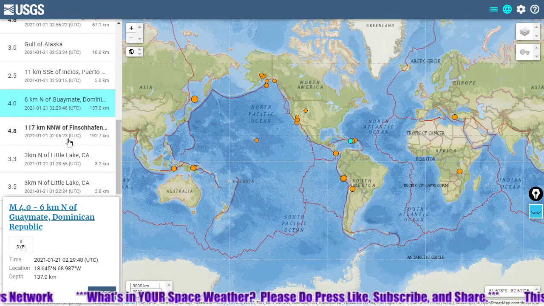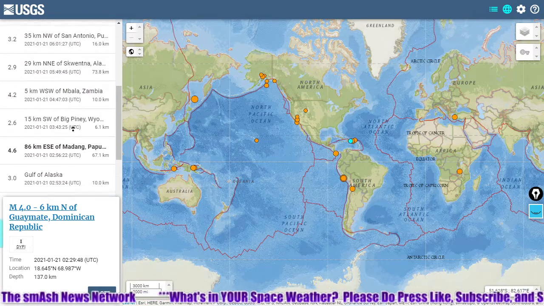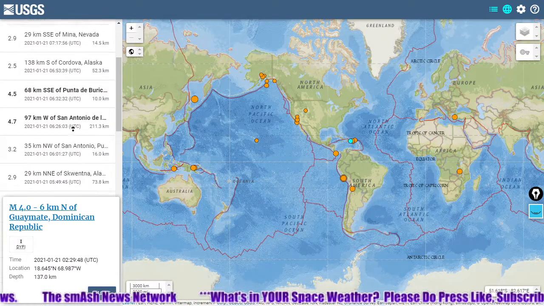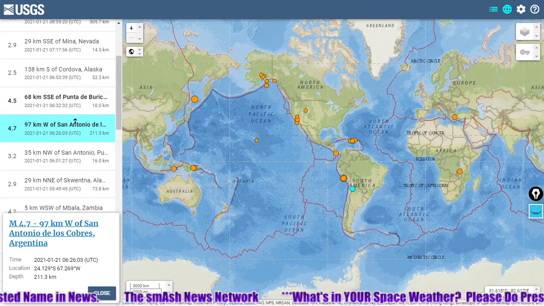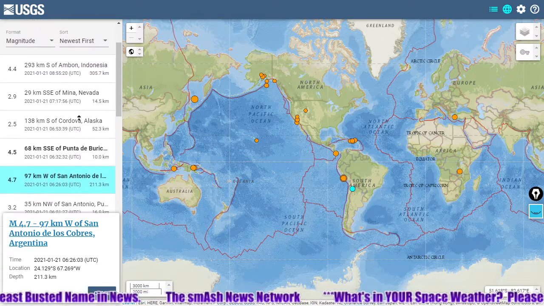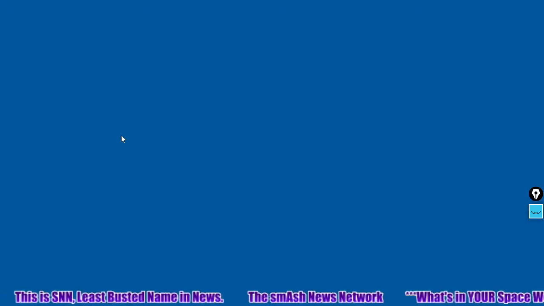Here's a Caribbean deep quake at Dominican Republic, 137 kilometers for that. A deep quake in western South America. And a deep quake at Indonesia, a 4.4 magnitude at 305 kilometers depth.